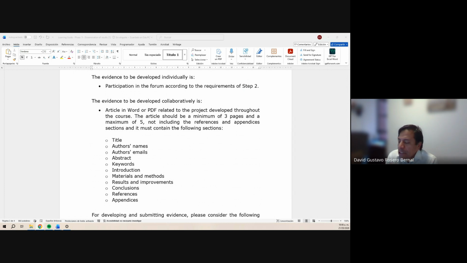The mandatory structure must include the title, which must be precise, specific, and informative. It should reflect both the problem and the technical approach. You must include the author names. These are group members who actively contributed to the article. The author emails. Each author must be accompanied by his email address.